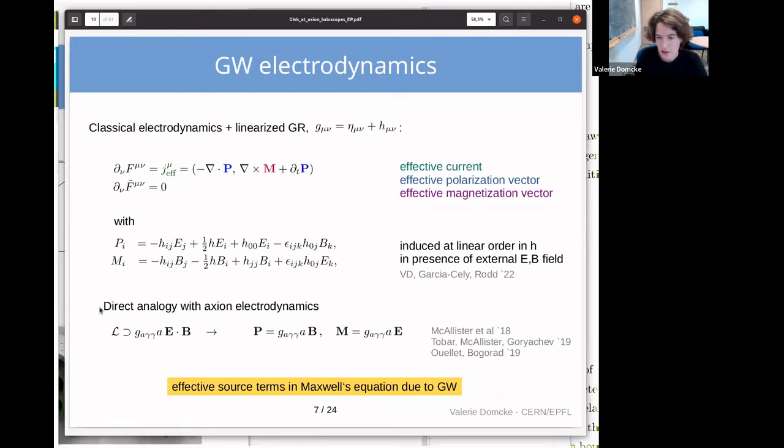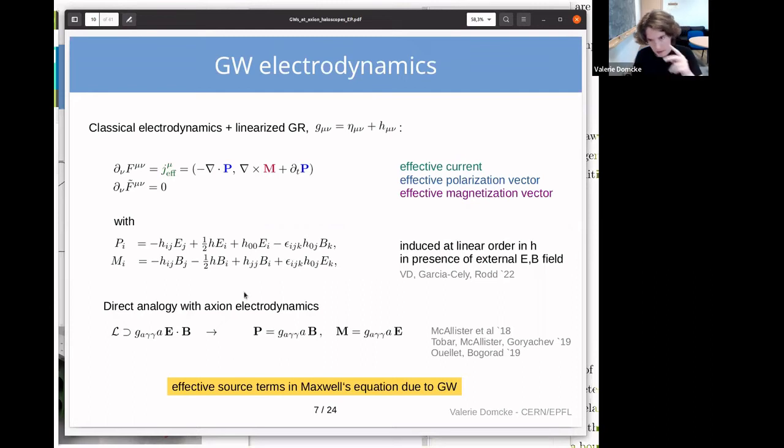And there's a direct analogy here with the axion case. In the axion case, of course, you have flat spacetime, but you have an additional term in the Lagrangian, which couples the axion to E dot B, or to F F dual. And you can write the exact same formalism, just that now the P vector and the M vector are given by these expressions here. It's simpler because the axion is a scalar, while the gravitational wave is a tensor, so we have no indices to worry about. But again, we see that these effective source terms are proportional to the axion, to the external field, and to the axion-photon coupling.